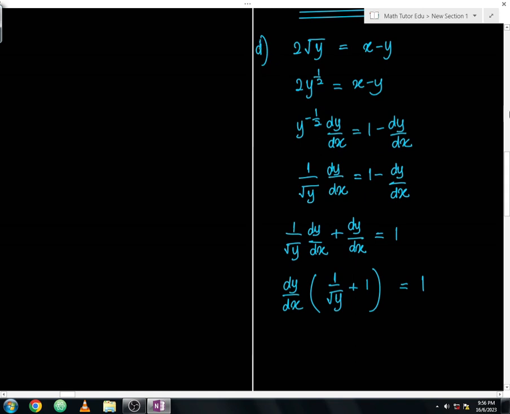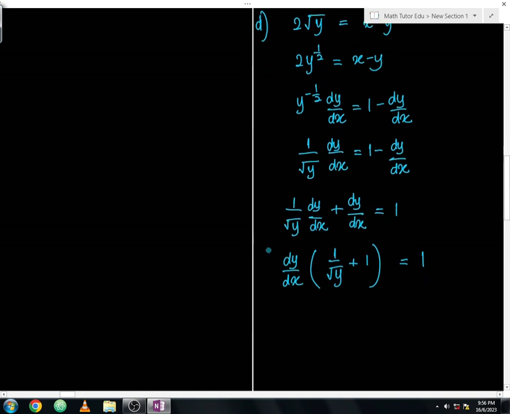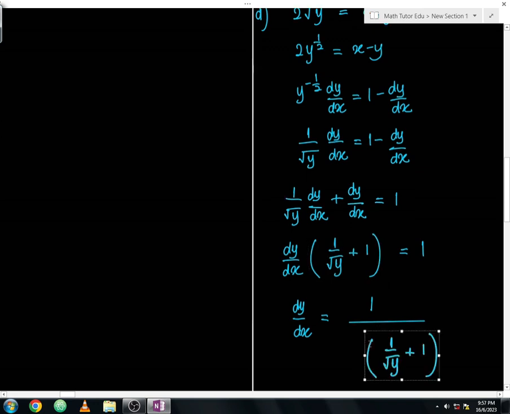So from here, your dy over dx will be equal to 1. Let me draw the fraction line, and then divide by this term. Let me copy paste this: 1 over square root y plus 1.